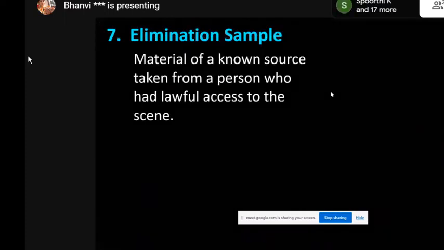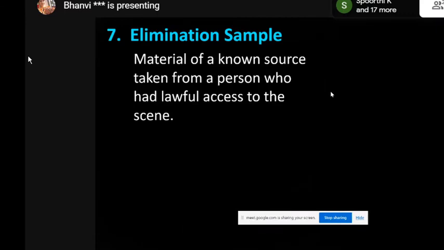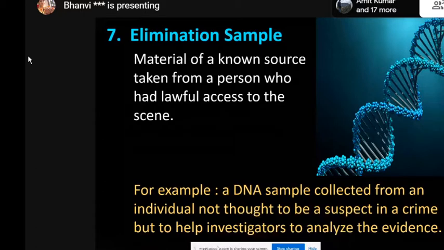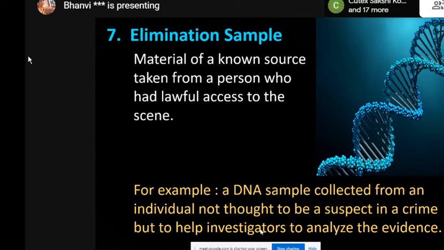Next is elimination sample, material of a known source taken from a person who had lawful access to the scene, or objects collected at the crime scene. Elimination samples include elimination fingerprints and DNA samples. As you can see here, I have written that a DNA sample is collected from an individual not thought to be a suspect in a crime, but to help investigators analyze the evidence. We can't tell him that he is a suspect, but we are using information from that person.